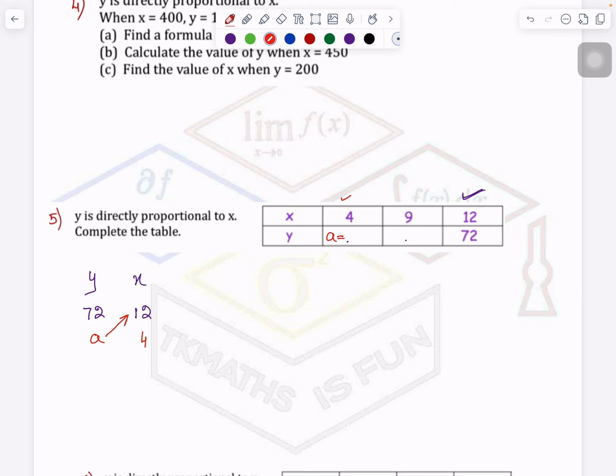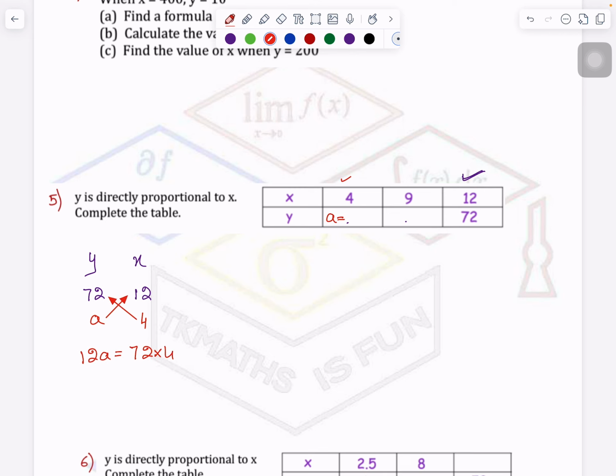Because it is a direct proportion, I can do cross multiplication. We have seen the explanation in video number 1. So 12a is equal to 72 times 4. Now a is equal to 72 times 4 divided by 12. Calculator is not allowed. 4 ones are 4, 4 threes are 12, 3 ones are 3, 3 twos are 6, 1 will go here, 12, 3 fours are 12. So the answer is 24.